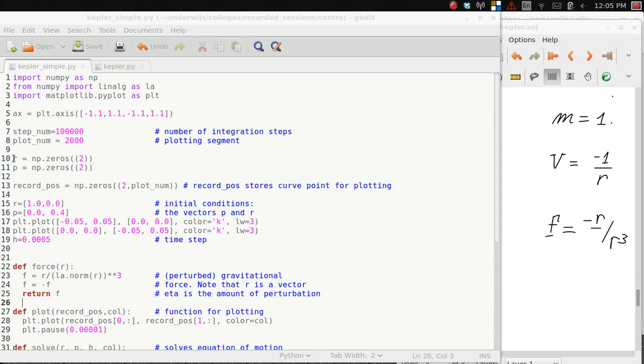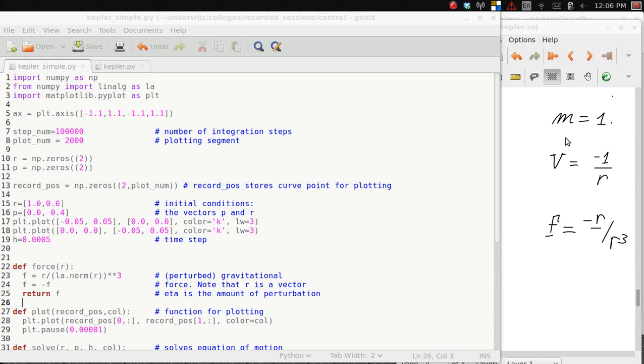The position is encoded into a vector r, which is 2-dimensional. The velocities are given by the vector p, momentum also 2 dimensions, and I take the mass equal to 1, so p is just the velocity in this case. The initial conditions are that the particle is released on the x-axis at (1, 0), and it leaves the x-axis with a velocity in the y direction of 0.4. The solution proceeds by moving the particle step by step, and the time elapsing between 2 time steps is 0.0005.